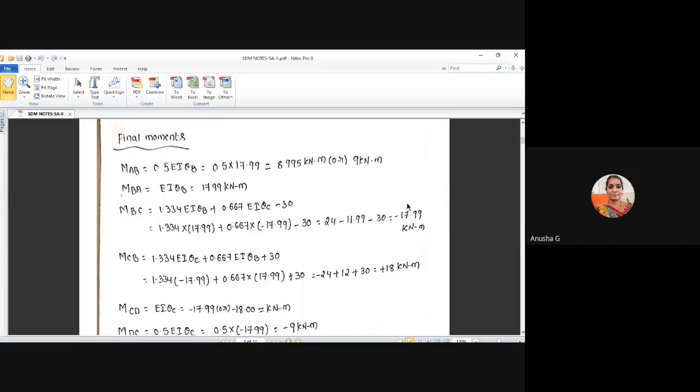Okay, all of you check the answers. You have to practice and check whether you are getting the same answers or not. Once you apply the slope deflection method, you will get the same slope deflection equations. Then you will get the equilibrium equations, that is, the joint equations. And the fourth step is to calculate the final moments.